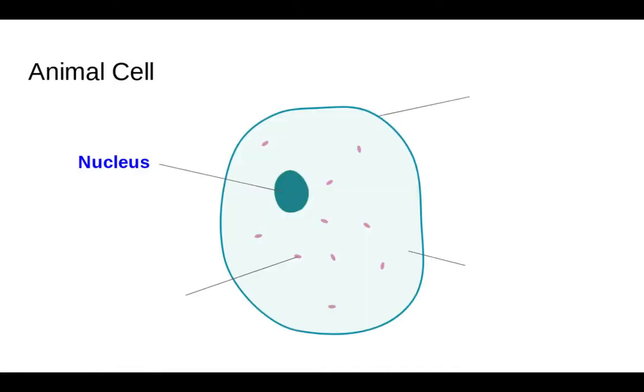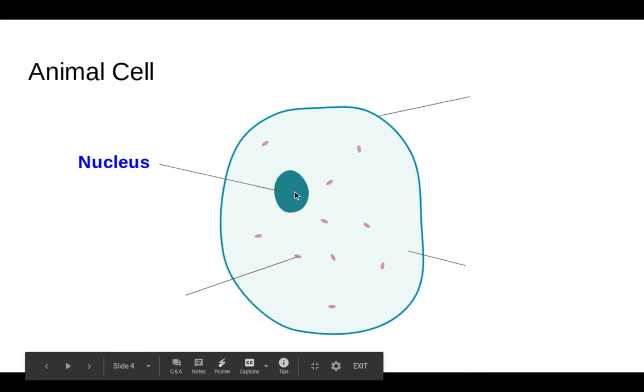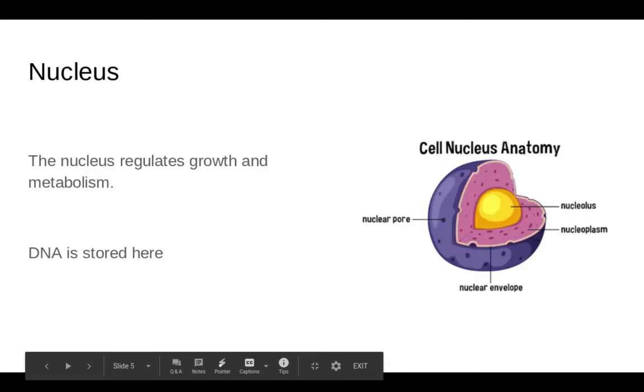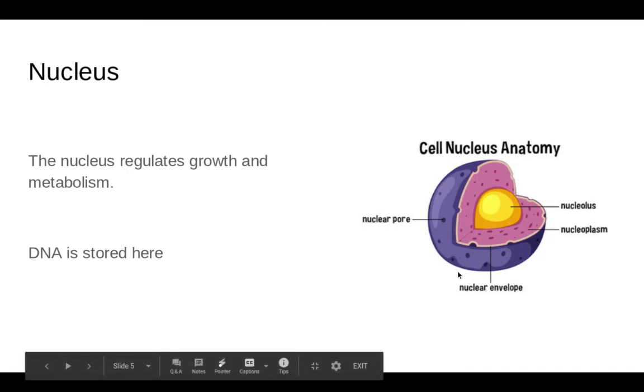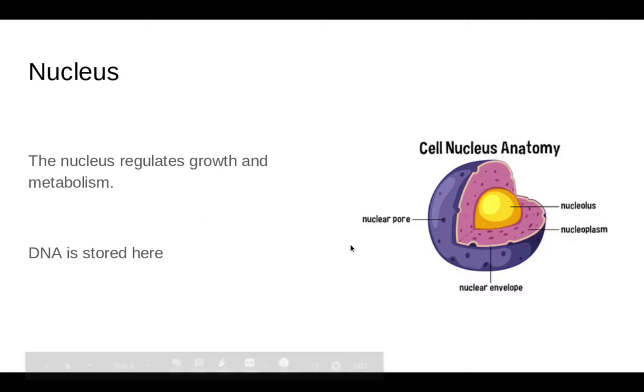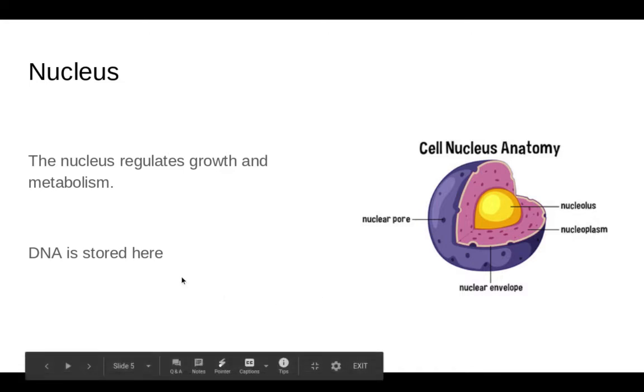So we're going to start with our animal cell, and there are four parts that I want us to look at. The first one is the nucleus, which is this large piece here. The nucleus regulates growth and metabolism. That means it controls how much the cell grows, and it controls metabolism, like what materials it utilizes and how much energy it produces. It's kind of like the heart. It controls everything in the cell. And DNA is stored inside of the nucleus.